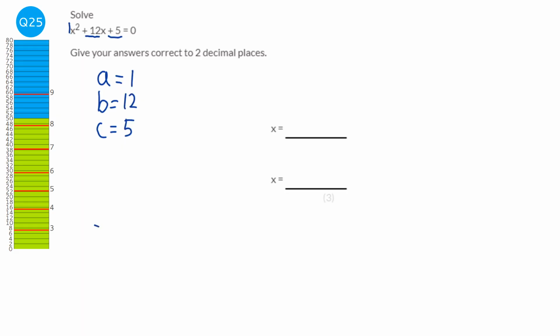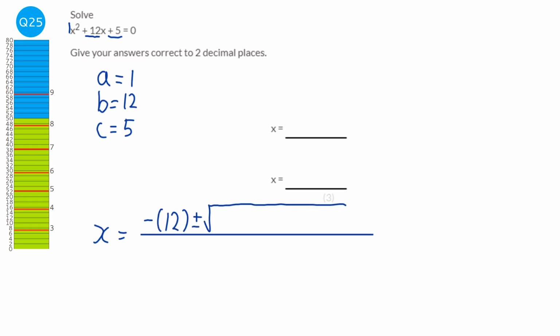I'm going to write out the quadratic formula, but we're going to put in the values that we've just found, the a, b, and c. So the quadratic formula is minus b, and I'm going to put it into brackets. And all the substituted values I'm going to put in brackets. Plus minus square root of b squared, again put it into brackets, minus 4 times a times c.